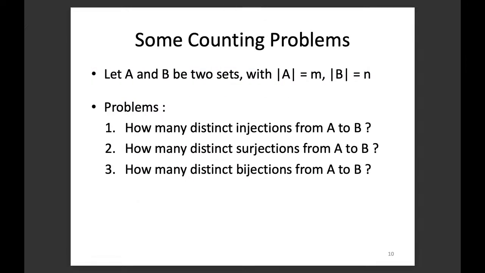Now, some checking. If you understand everything, then we will be able to figure out how to solve the following problems. These are counting problems. Suppose that we have two sets A and B. They are finite sets. The size of A is m, and the size of B is n. How many distinct injections are there from A to B?